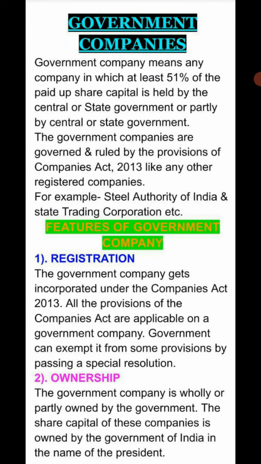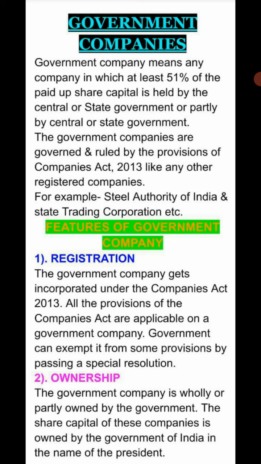government companies. Initially, what is the meaning of government company? Any company in which at least, that means the minimum, 51% of paid up share capital is held by the state or central government or partly by state and central government. Minimum is 51%. It can be 60%, it can be 80, or it can be 90 or 100% as well.